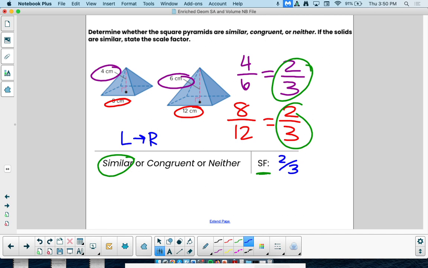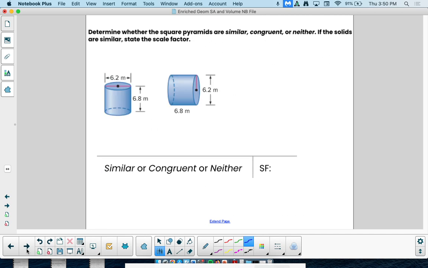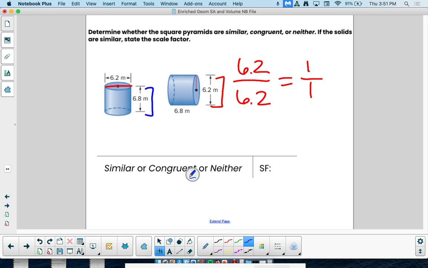All right, another one here. We have a couple of cylinders. It looks like our diameter on the small one is 6.2, and they're telling us our diameter on the bigger one is 6.2. That reduces to 1/1. And if we look at the height, 6.8/6.8, that also reduces to 1/1. So when two solids have a scale factor of 1:1, they are congruent because they are the exact same. Your scale factor is 1:1. All right, nothing nuts there.